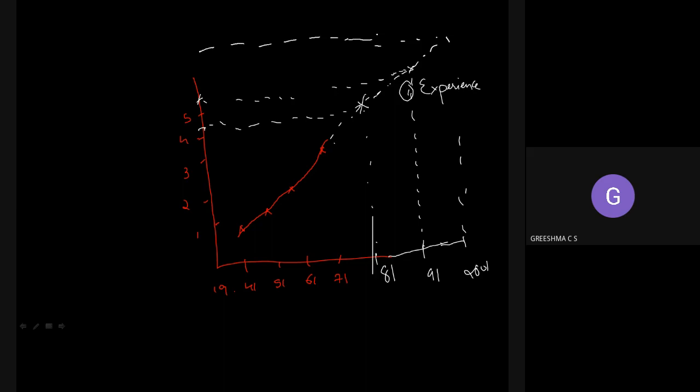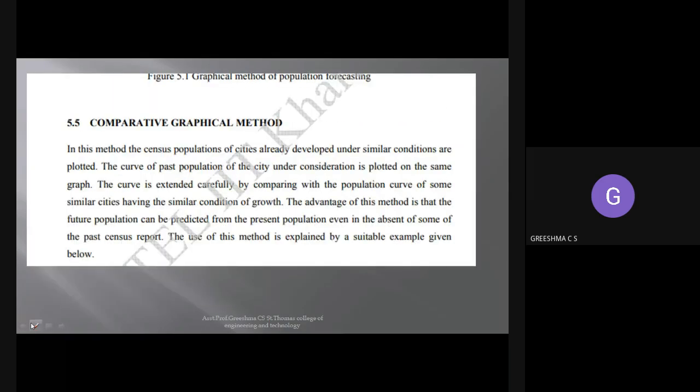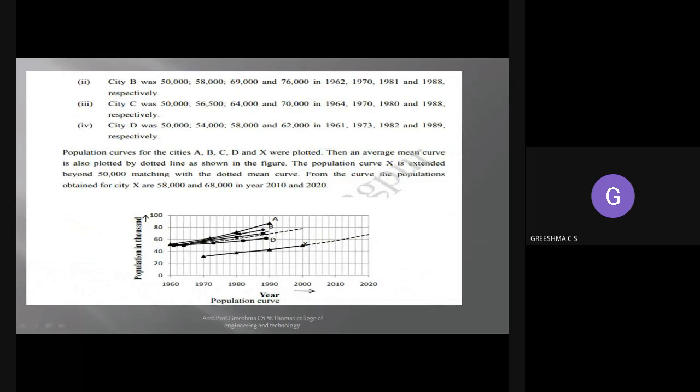So this is the graphical method, the simplest method, right? The next method is the comparative graphical method. In this method, I am comparing the graph with other cities. You can see in this picture, the year is plotted on the x-axis and the population on the y-axis. Here you can see different cities. Population A indicates a city, so I can examine the population growth for city A.